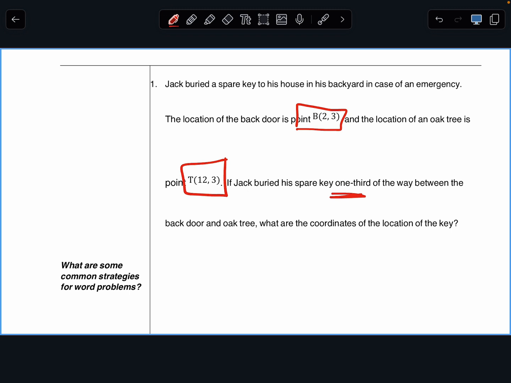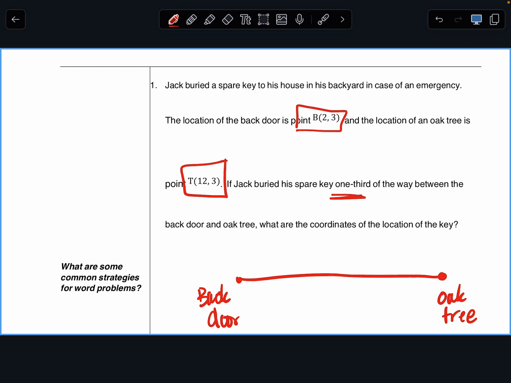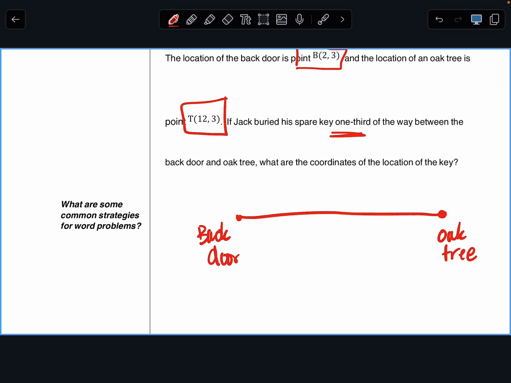But I like pictures. It helps me make sense of word problems because I don't like reading. I love to read, but I don't like reading that stuff. So I know that I have an oak tree and the back door. And I wrote that in the wrong place. So we're going from the back door, and so I have a line segment to an oak tree. I do not recommend burying a spare key in your backyard. So we're going from the back door to the oak tree.